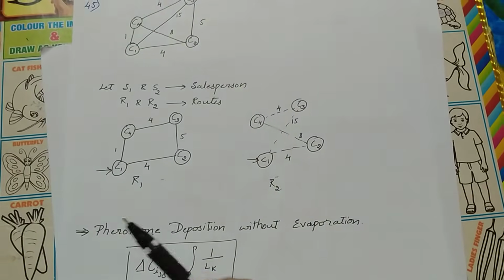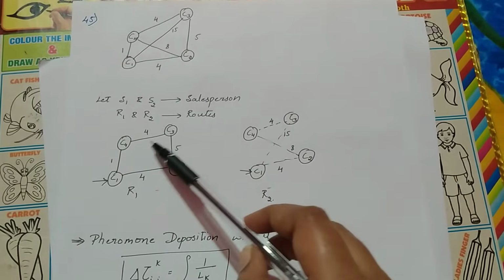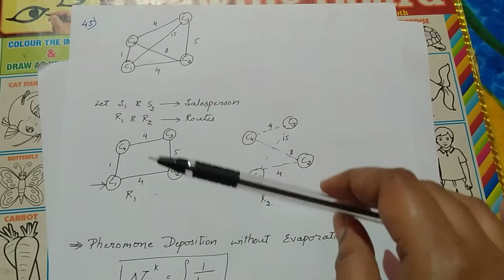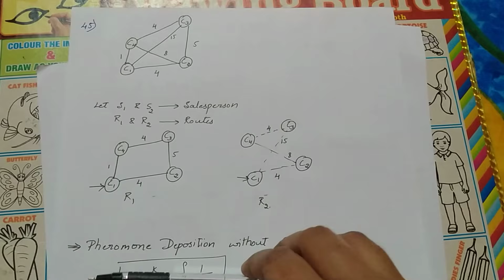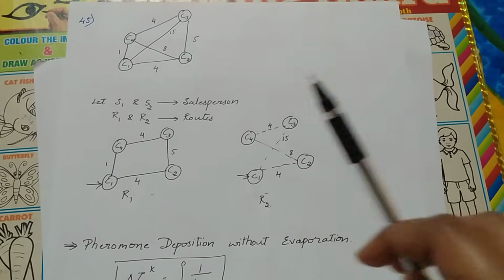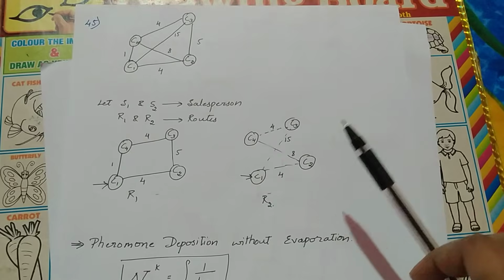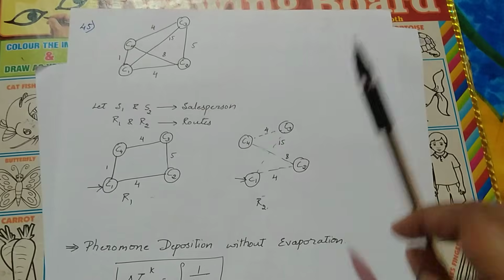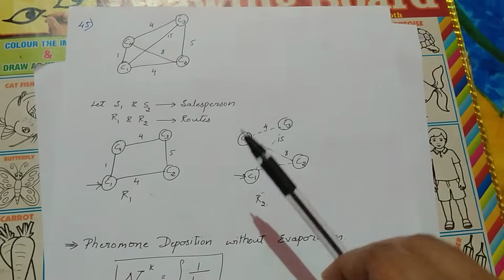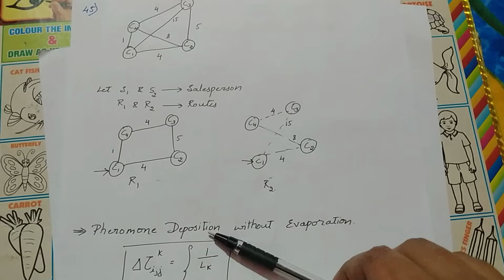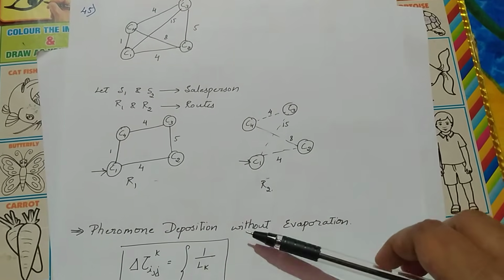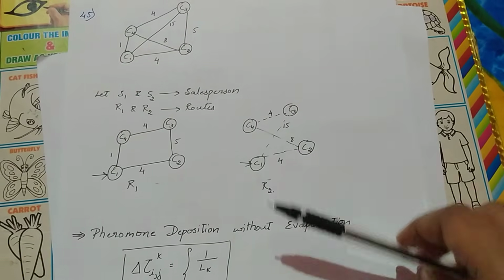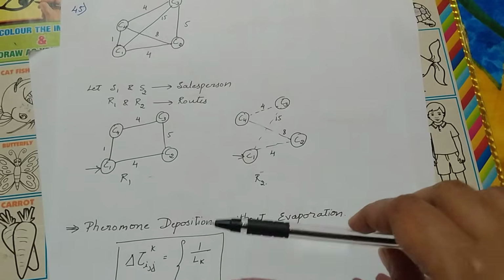Now S1 has traveled in one particular path and S2 has traveled in another. Based on this data, I will calculate the pheromone deposition, and there are two possibilities in pheromone deposition: one with evaporation and the other without evaporation. First I'll take pheromone deposition without evaporation, that is, we are not considering evaporation here, only calculating the pheromone deposition amount.